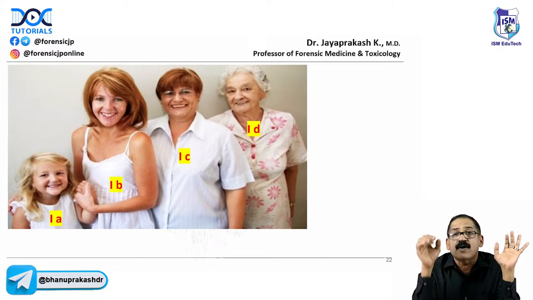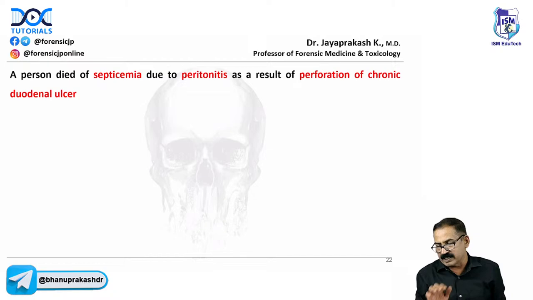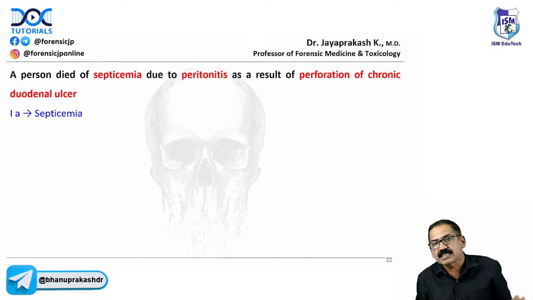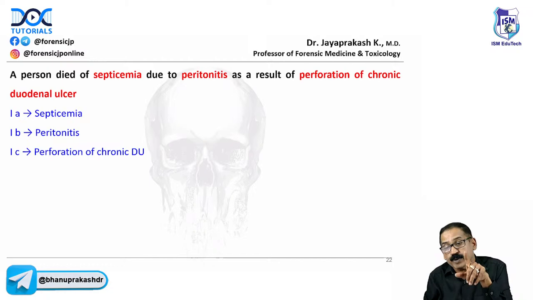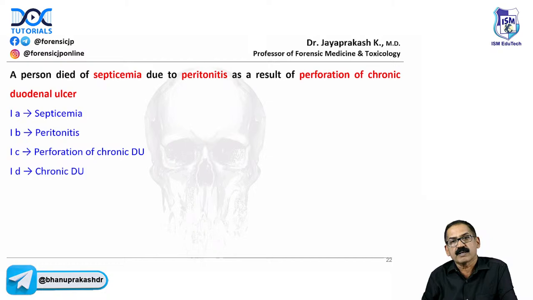You have to write the actual diagnosis as the cause of death. Okay, now look here. A person died of septicemia due to peritonitis as a result. What is 1A? What comes last? Septicemia. Patient died due to septicemia, due to peritonitis, due to perforation of duodenal ulcer, due to chronic duodenal ulcer. You understood now? I hope you got a proper concept.